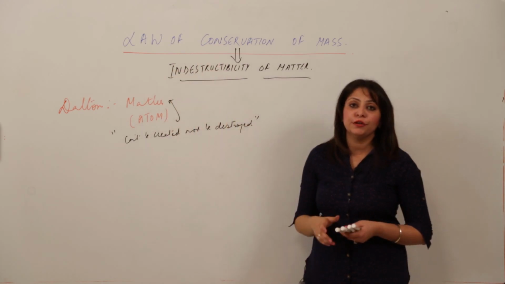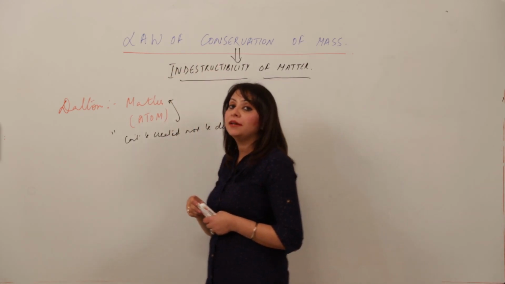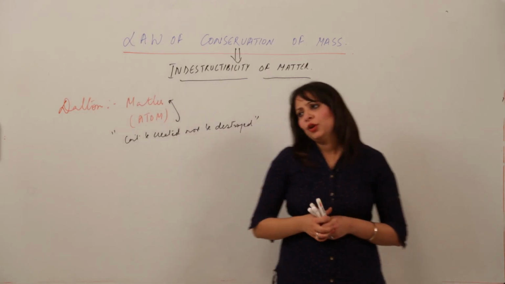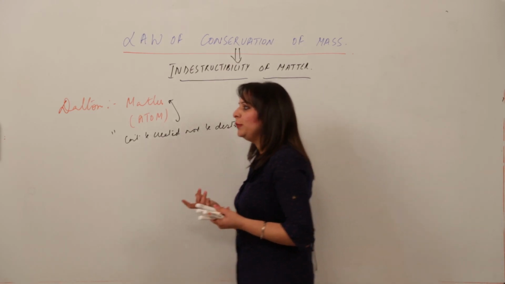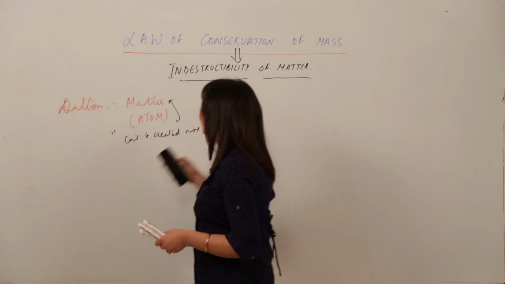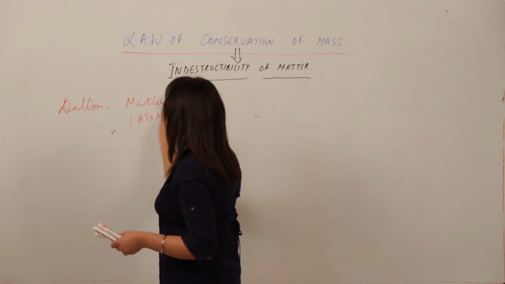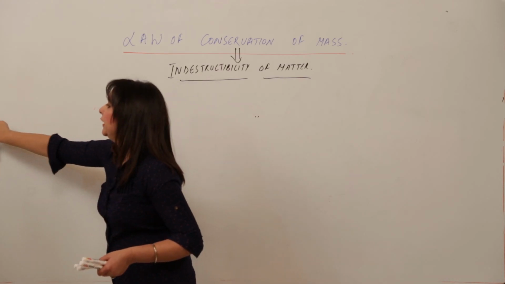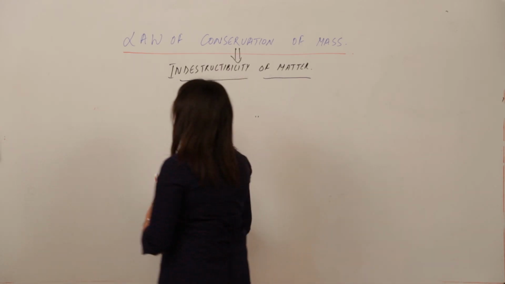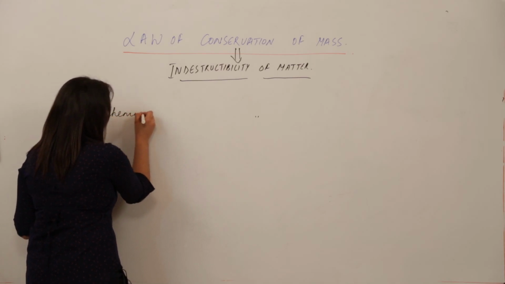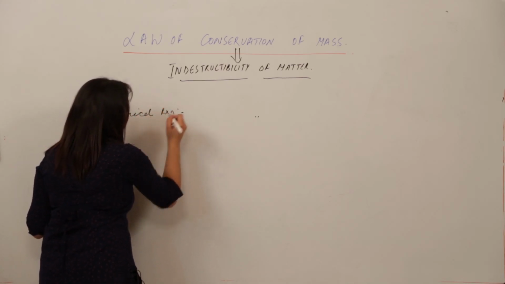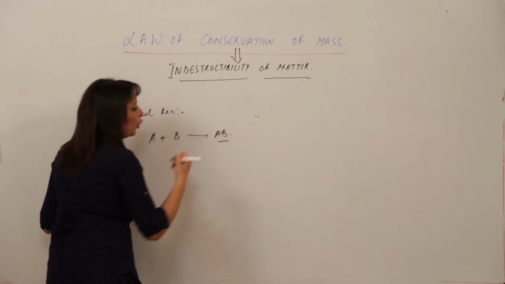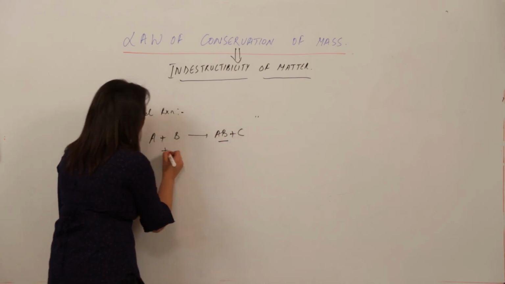Actually this law of conservation of mass is obeyed by chemical reactions. Now the question must be coming to your mind: what do you mean by a chemical reaction? What exactly is a chemical reaction? Before we take up the law of conservation of mass, I want you to know what actually a chemical reaction is. A chemical reaction is a process in which some substances are mixed and some new substances are formed.